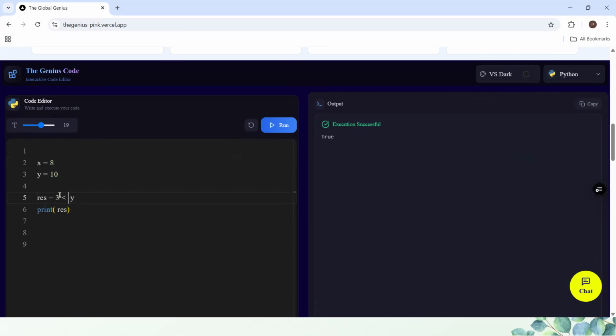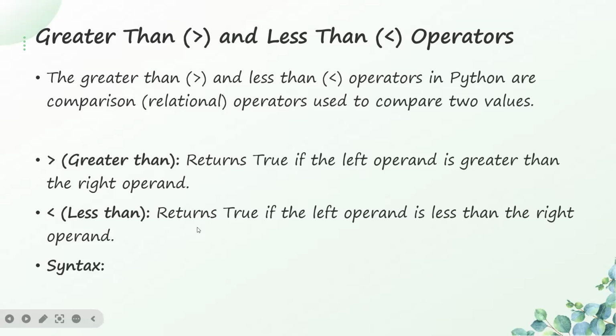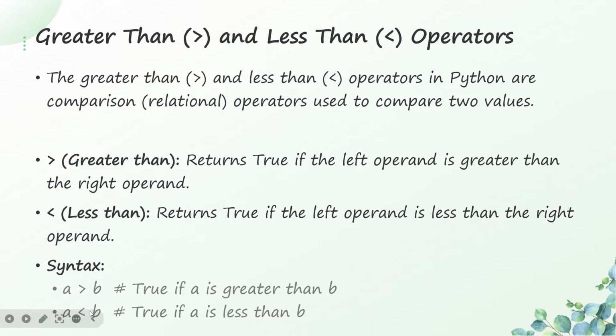You can also do this with literal values. In literal values, you can say is 3 less than 4? Yes, 3 is less than 4, so the answer will be true. So this is the less than and the greater than operators. The syntax is what you have already seen. A greater than B is true if A is greater than B. So if the value of A is greater than B, that means it is true. If the value of A is less than B, for the less than operator, it is true.